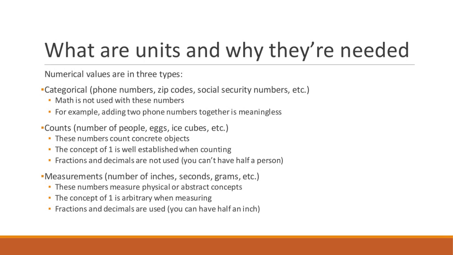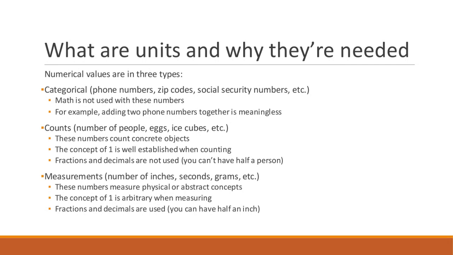So the first question is, what are units and why are they needed? So numbers, numerical values themselves, and don't let this get too highbrow, we're going to break it down, but numbers come in basically three different types. And those three types are listed here. It's categorical. We use numbers to categorize information, like phone numbers, zip codes, social security numbers. The Dewey Decimal System is a categorical number system.